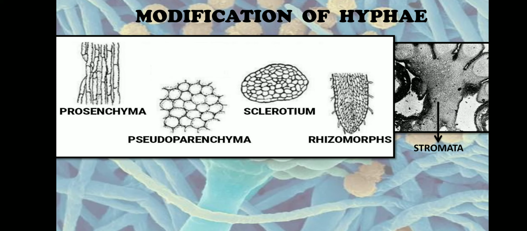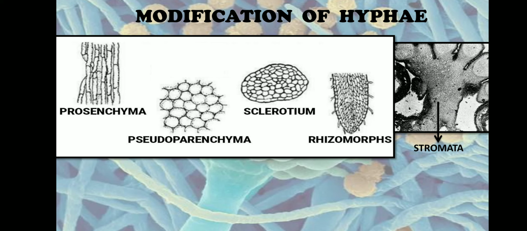The other type of hyphal modification that you get to see is stromata. A fungal tissue that forms reproductive structures is called stromata. Now the stromata is usually seen in the Basidiomycetes. In simpler words, the stalk of the mushroom is a false tissue, which we call stromata. So the stalk of the mushroom is actually a stromata.